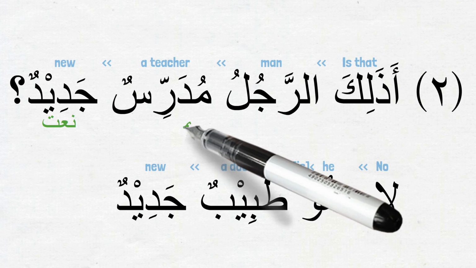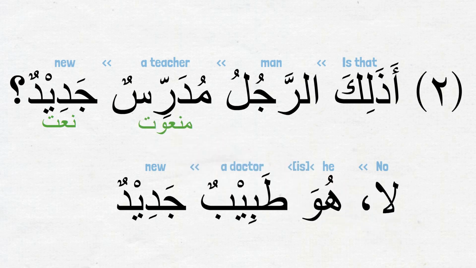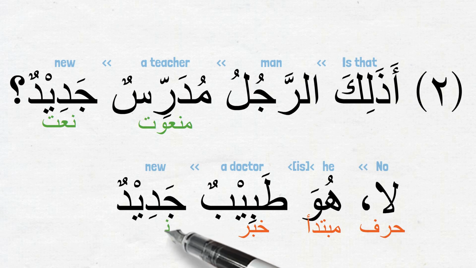Jadidun is the na'at and mudarrisun is the man'ut. Very good. And in the response, after the harf la, the dhamir huwa is coming as the mubtada of the jumla ismiyya. Tabibun is khabar, jadidun is na'at, and its man'ut, or the ism that it is qualifying, is tabibun. Here again, both na'at and man'ut match in gender, definiteness, and case. Both are mudhakkar, nakira, and marfu'.